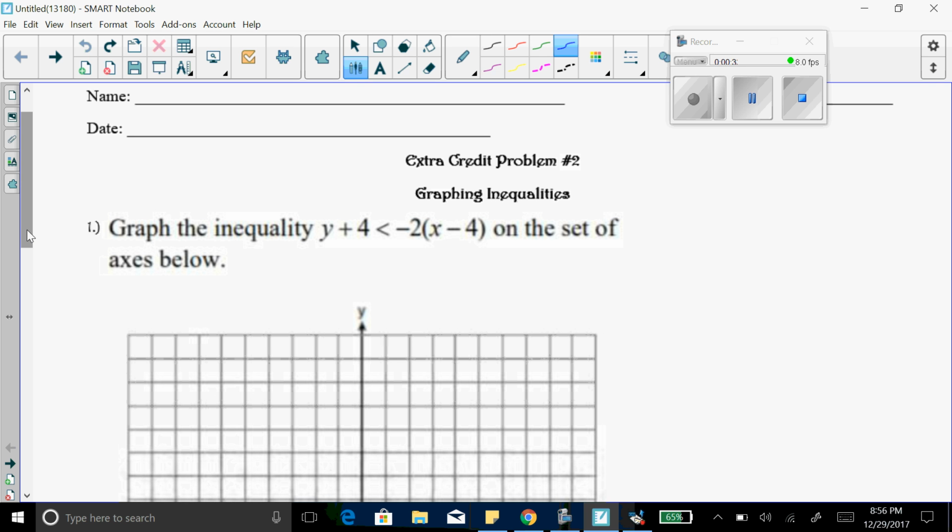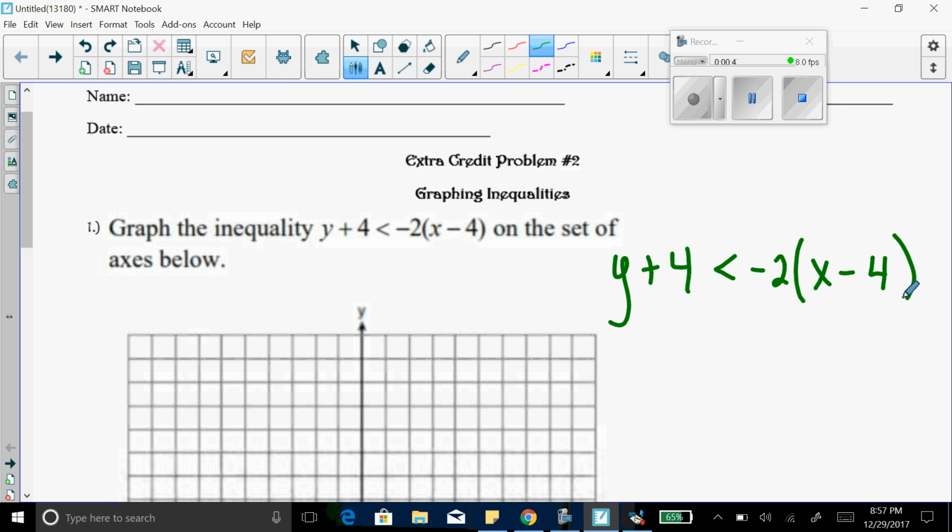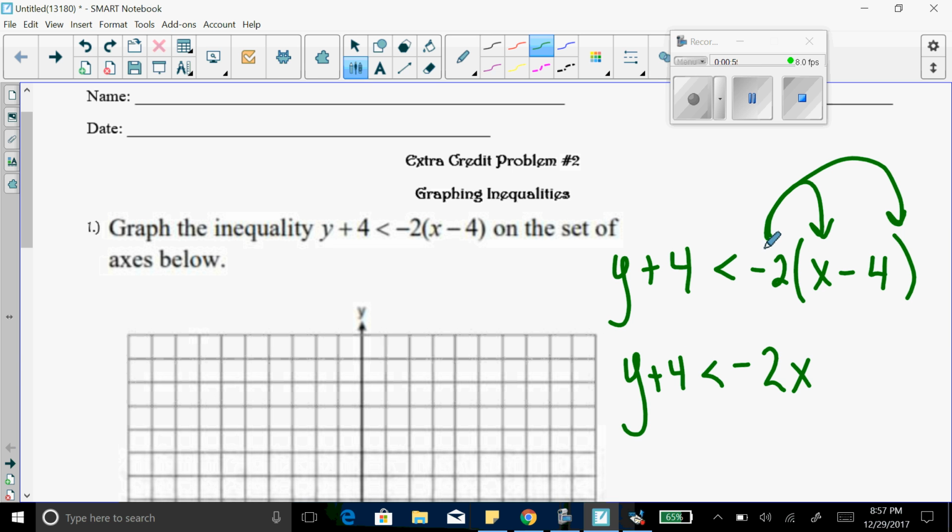So, much like graphing a line, to graph an inequality, we need to get y by itself. So I am going to help you guys do that. So we have y plus 4 is less than negative 2 times x minus 4. The first thing you want to do is distribute this negative 2 through. So we get y plus 4 is less than negative 2 times x, which is negative 2x, and negative 2 times negative 4, which is positive 8.